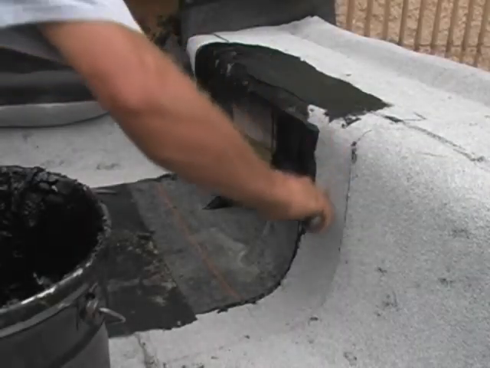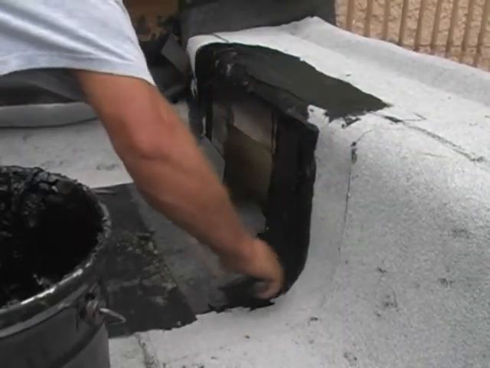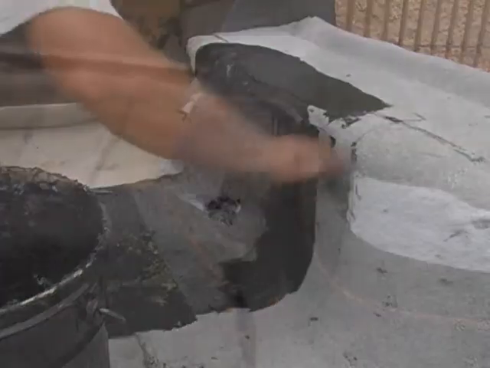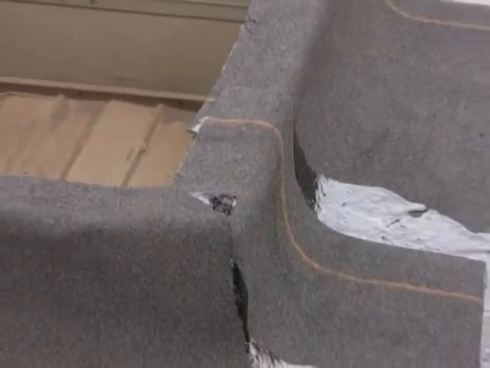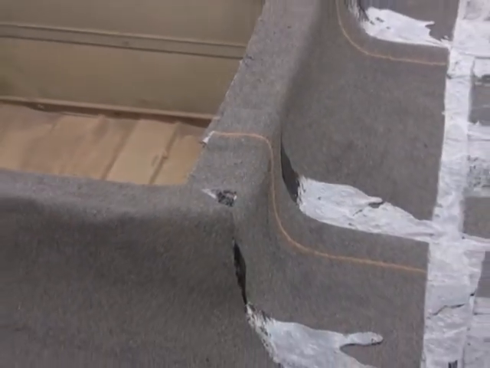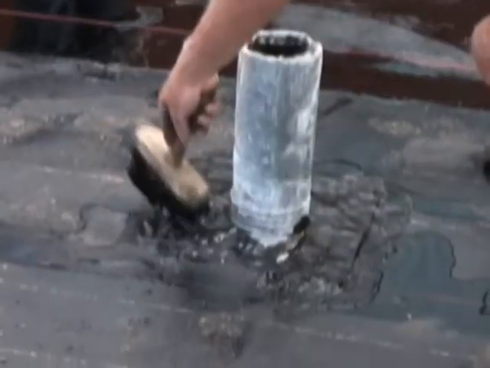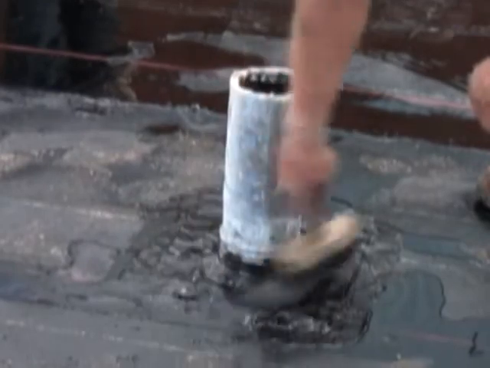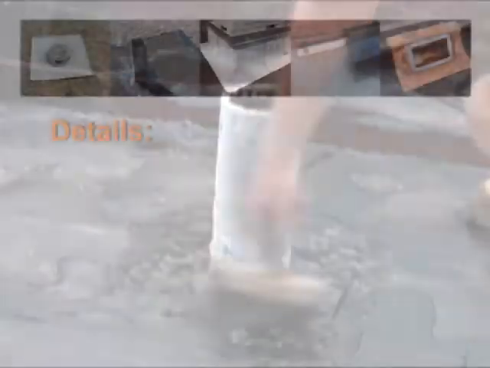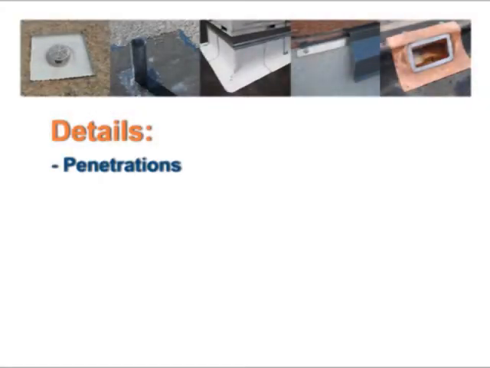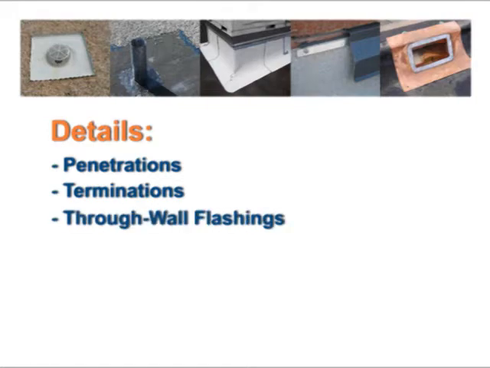Welcome to Garland's Modified Flashing Details Series 1, Application Excellence Video. This series focuses on the details and the skilled workmanship to correctly install some of the crucial flashings found on a variety of building systems protected by a modified bitumen roofing system. These details include penetrations, terminations, through-wall flashings, and drains.